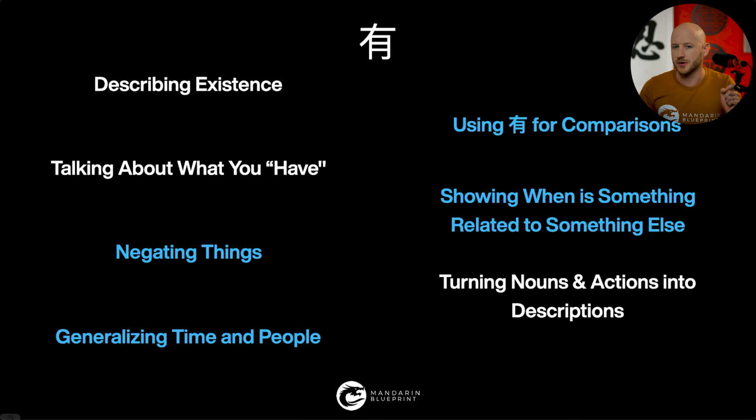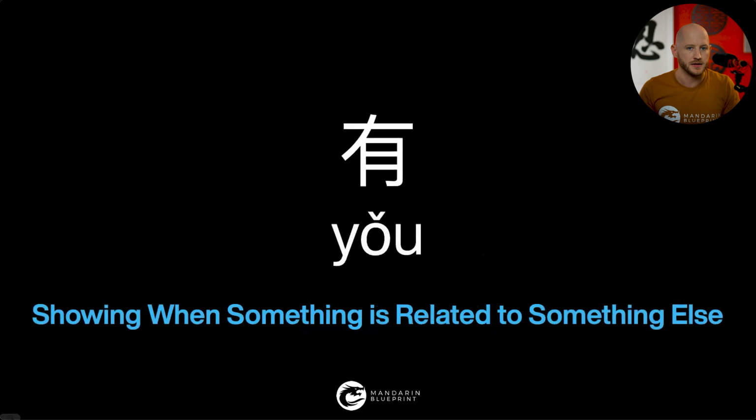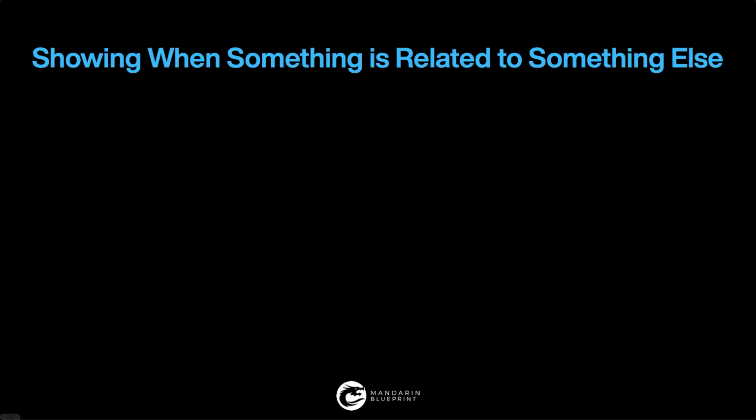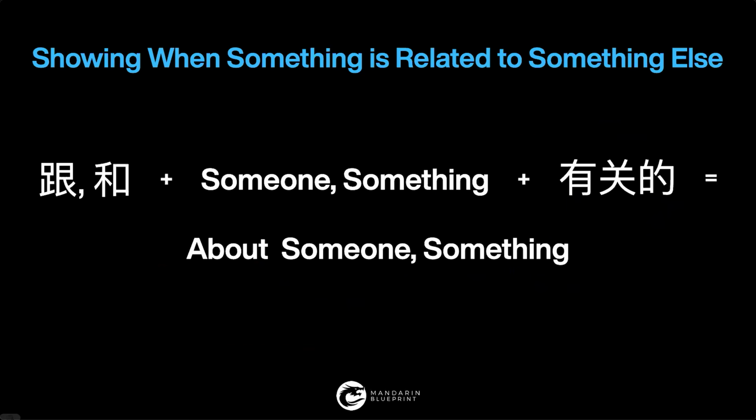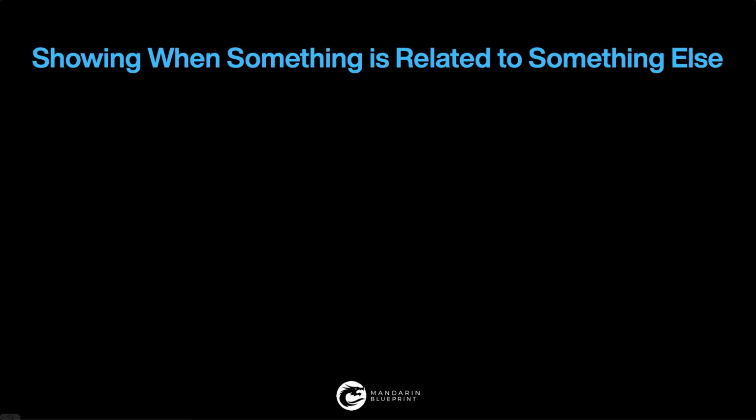Okay, so that's how you use 有 for comparisons. Now I want to show you a really useful way to express that things are related to each other with 有关的. Its usage is perfect for when you want to connect two ideas and express that these two things are related. So let's get that clear here. You could have 跟 or 和 plus someone or something, then 有关的. It means about that someone or something. Examples will make this clear.